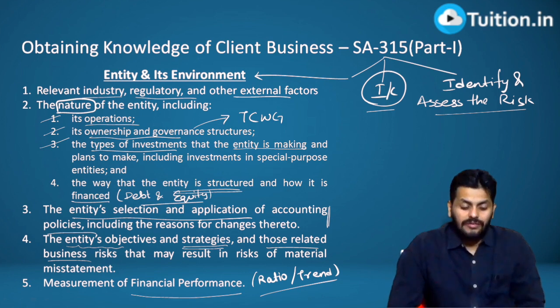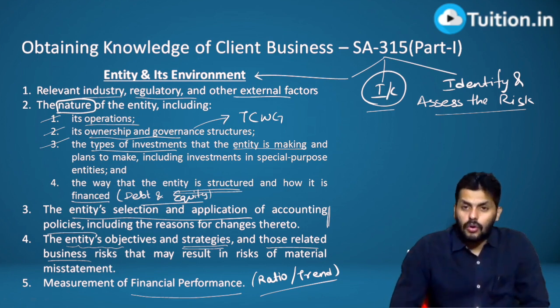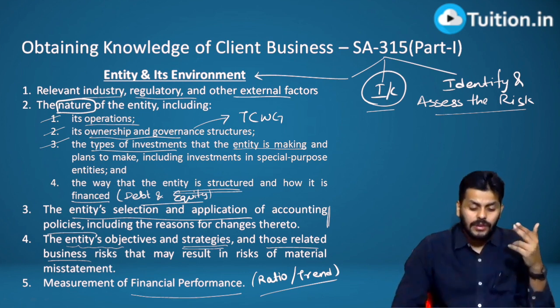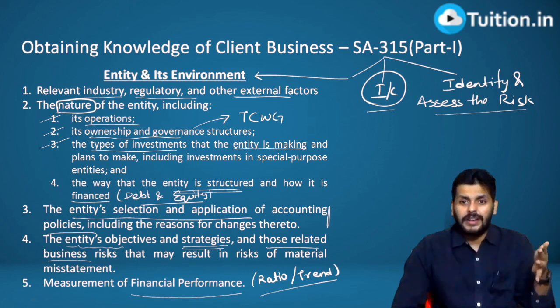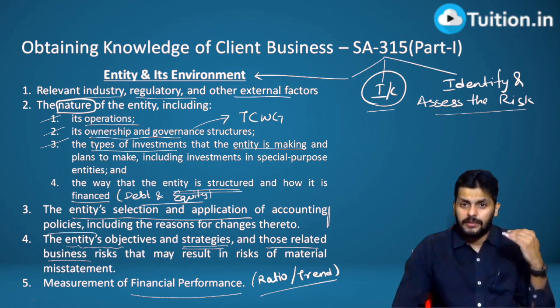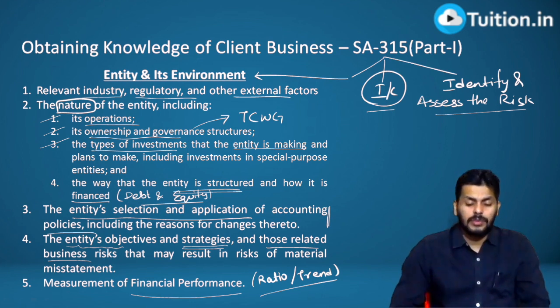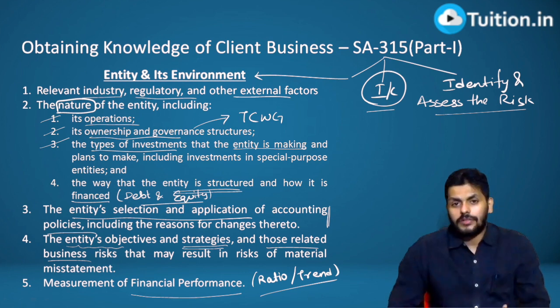Industry, regulatory and other external factors, the nature of the entity: you can understand the operations, ownership and governance structure. Then you go by the type of investments that have been made, and the way the entity is structured and financed, to understand the nature. Relevant industry, nature, the entity's selection and application of accounting policies, the objectives and strategies of the entity along with their associated business risks, and the measurement of financial performance. I hope things are going well, and that's what we have in the understanding of 315, which is about the knowledge part, obtaining knowledge of the client's business.